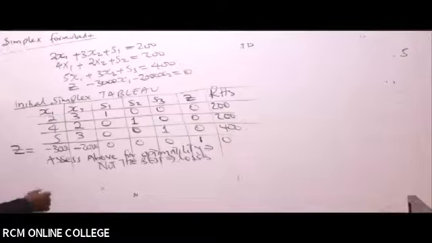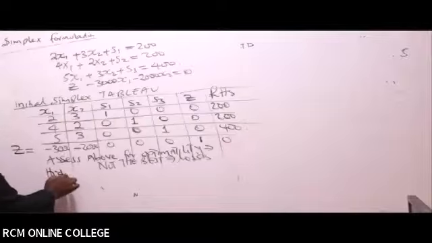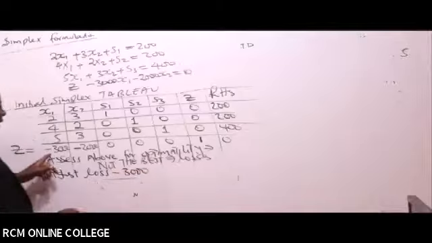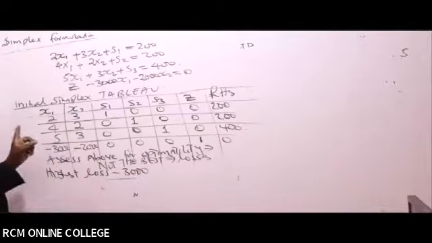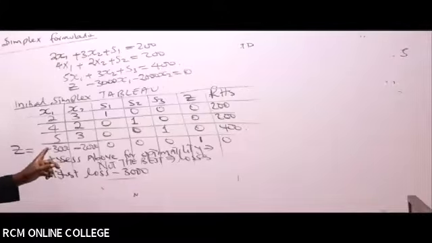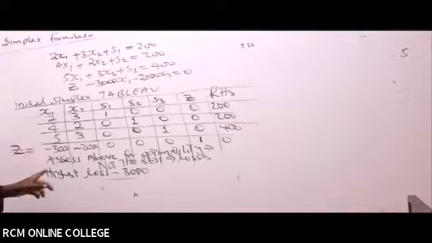So in this case, the highest loss is negative 3,000. In the Z row, the highest loss is negative 3,000. Is that okay? Yes, Miss Wambua has been able to identify it.